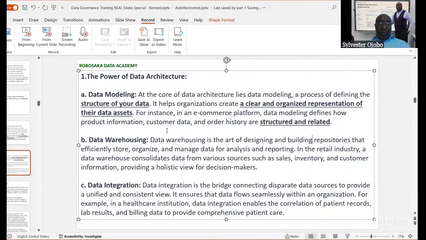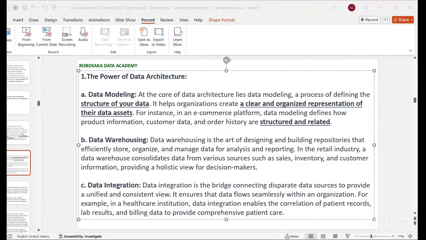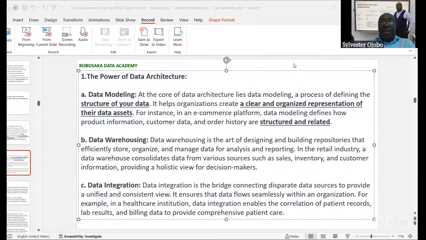So now you have e-commerce, for example, and you see products and customers and other data. How can you have them structured and related? The question is: in an e-commerce platform like a CRM, for example, how do you ensure that product information, customer data, and product order history are structured and related?